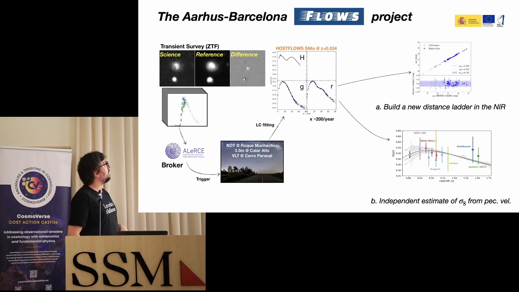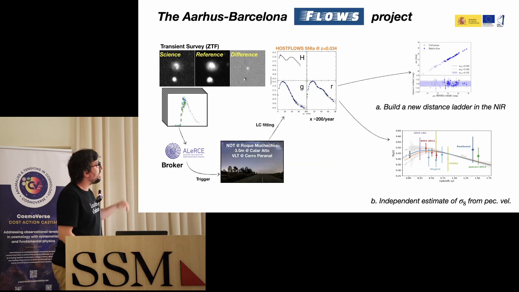Flows is a project that was funded for a few years, where basically we get data or discoveries from ZTF and also optical light curves, full light curves. When a supernova is very early and is classified Ia, we trigger our resources to get a single point at maximum in J and H. I only show H here, but it's in J and H.